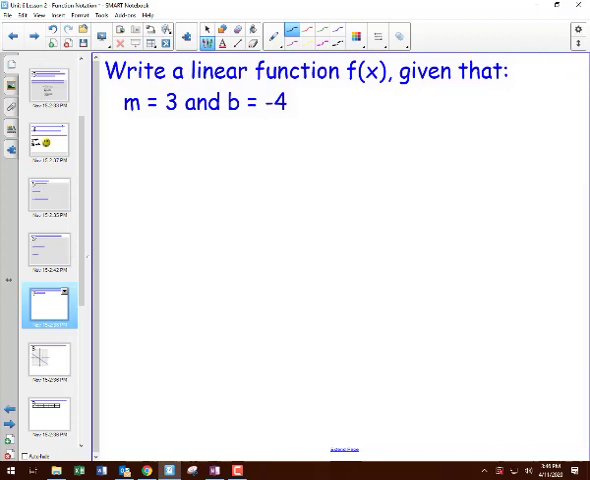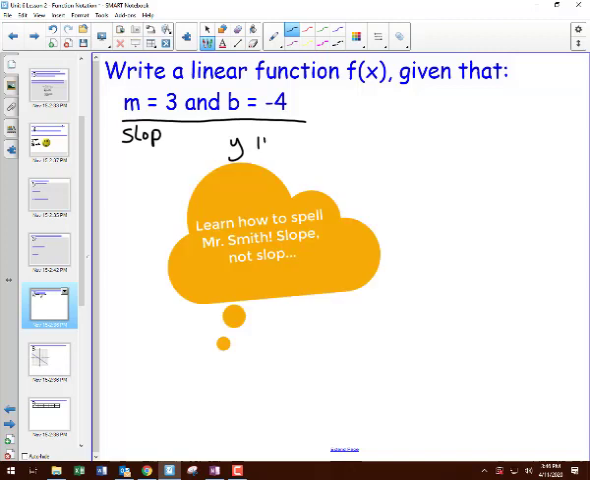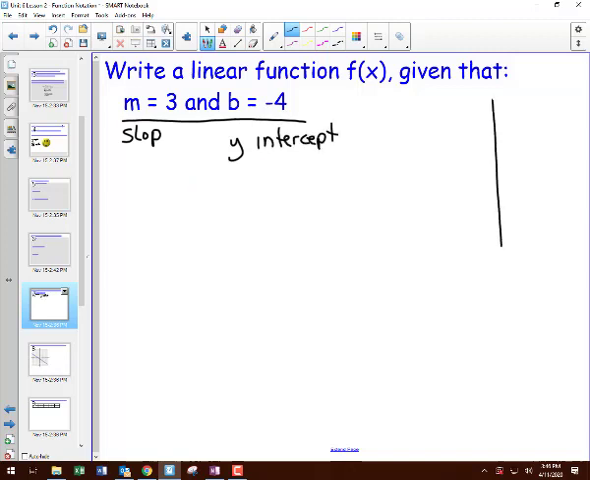Okay, so we're going to write a linear function f of x given that m is 3 and b is negative 4. We haven't seen these things in a little while. Remember, m is our slope and b is our y-intercept. If you have a line, the y-intercept is that point where it crosses the y-axis. It's also where x equals 0. So keep that in mind when we're coming up with these rules.